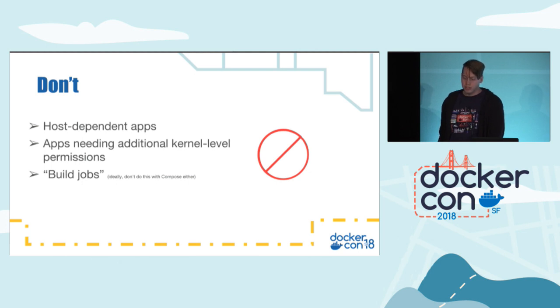For the apps that need additional kernel level permissions, everything that's privileged or capabilities add, that kind of stuff, it's a work in progress. We're going to add it in v3, but it's not there yet. And finally, the build jobs. I'm going to explain this a little better later, but what I want you to understand is that ideally, Compose is not the right tool to do this either.